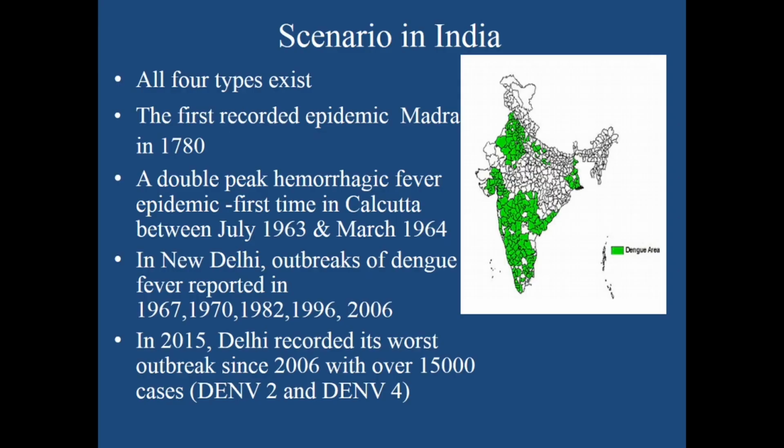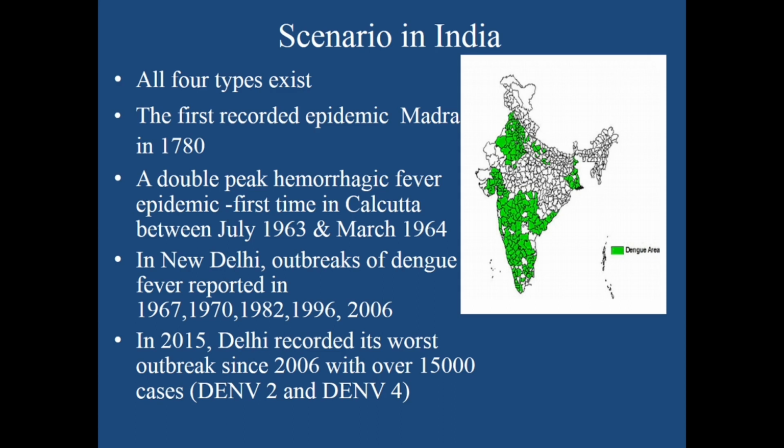Regarding the scenario of dengue in India, all 4 serotypes, 1, 2, 3 and 4, exist. The first recorded epidemic was in Madras in 1780, now known as Chennai. There was a double peak hemorrhagic fever epidemic, first seen in Kolkata between July 1963 and March 1964. And in New Delhi, outbreaks of dengue fever have been reported.